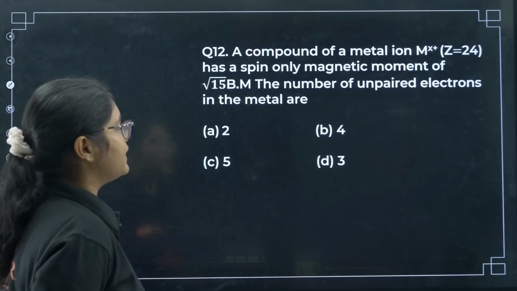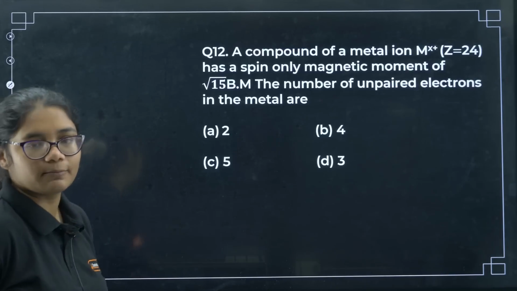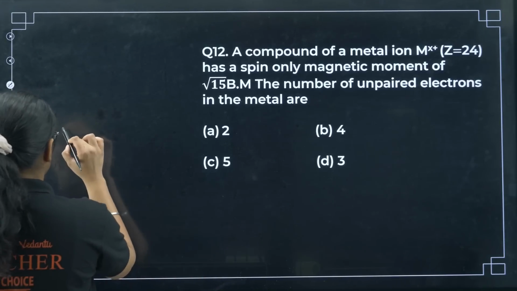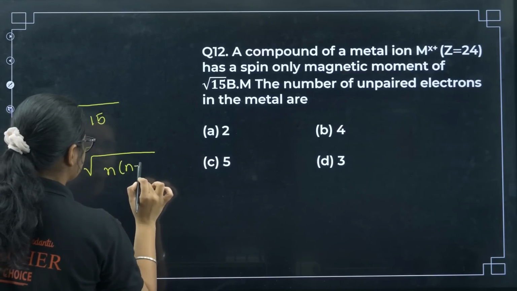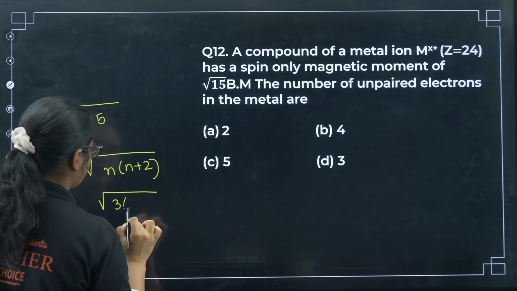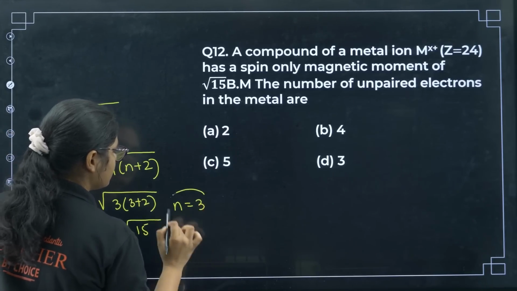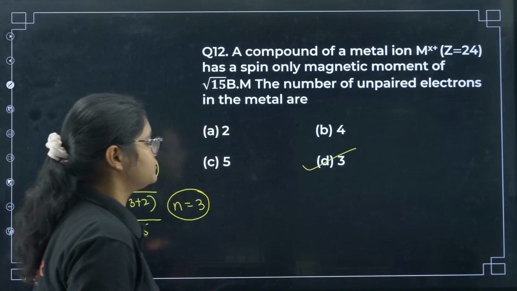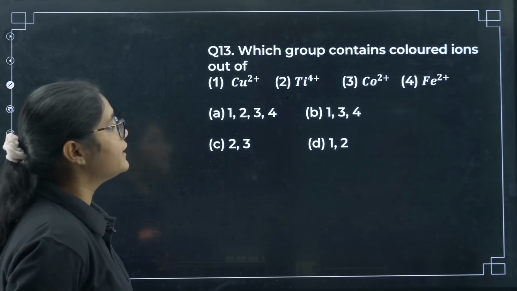Next, a compound of metal ion M^x+ has a spin only magnetic moment of √15 Bohr magneton. The number of unpaired electrons in the metal are? So if I have √15, that must be like this. If I take √(n(n+2)), that will be √15. So if I have 3, root over 3 into 3 plus 2, that is equal to √15. So n is equal to 3 here. So the number of unpaired electrons is 3, option number D.